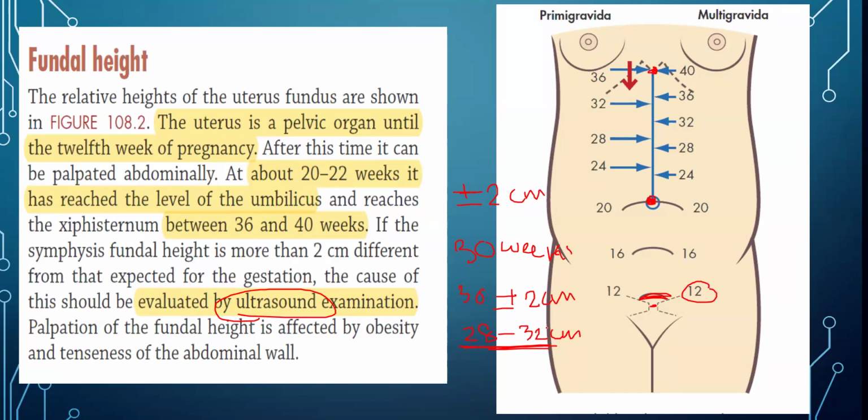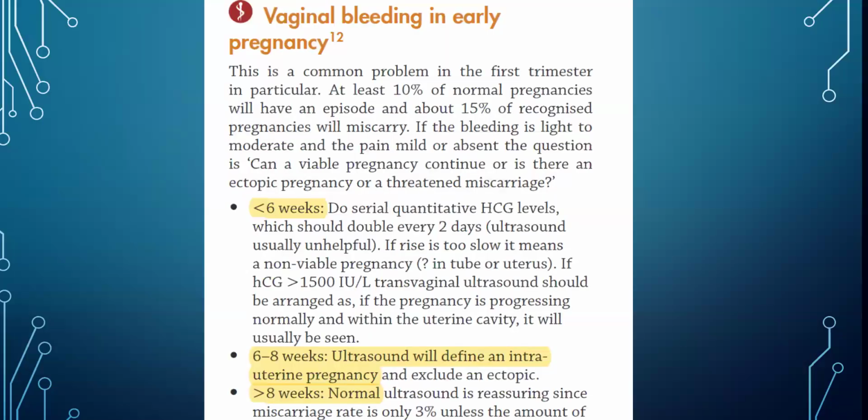Okay, so if the symphysiofundal height is more than 2 centimeters above the gestational age, you would be thinking about fundal height larger than the gestational age. And the most important cause will be polyhydramnios. On the contrary, if it is less than 2 centimeters, then you could think of oligohydramnios. So both times you need to do an ultrasound to find out the cause.